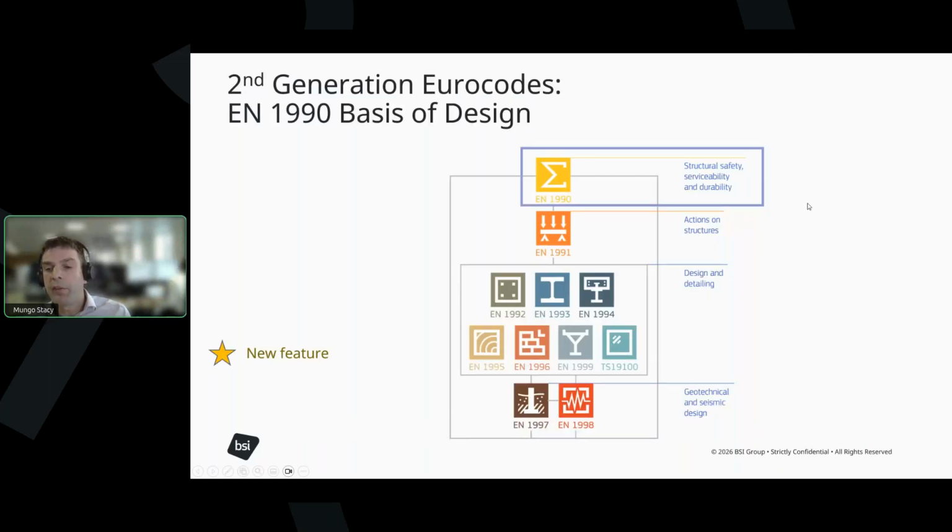In terms of EN 1990 and where it sits within the Eurocode suite of documents, I've put up here the diagram showing the relationship between the different Eurocode parts. You'll see extensive use of these new icons to illustrate the second generation Eurocode. EN 1990 is the so-called head Eurocode. It's the basis of design, and the other Eurocode parts then work alongside EN 1990.